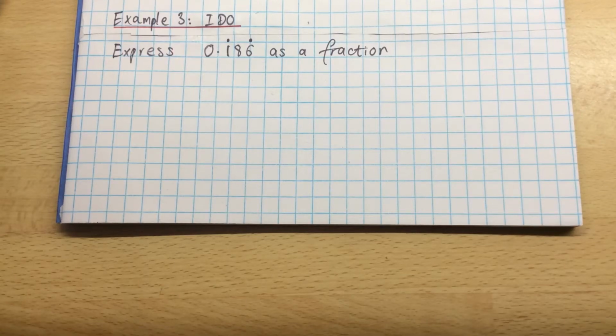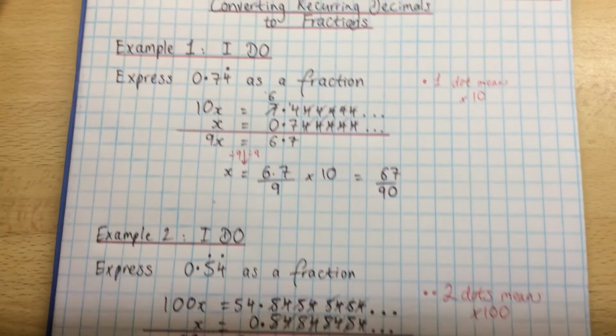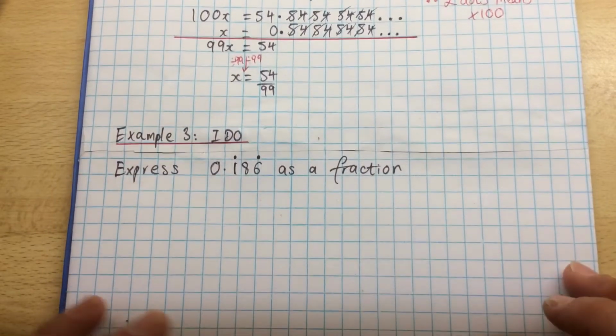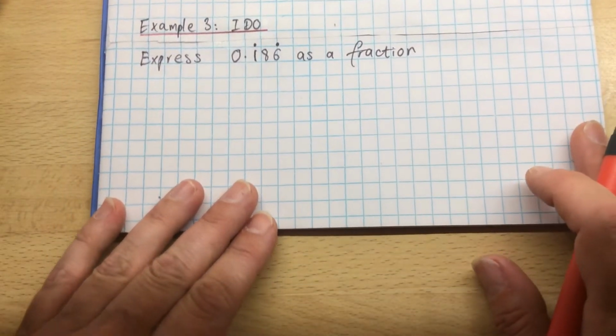Okay, so third example, expressing 0.186 recurring as a fraction. We've just done example 2 and 1. 1 dot means times 10, 2 dots means times 100, so you can guess what this one's going to be.